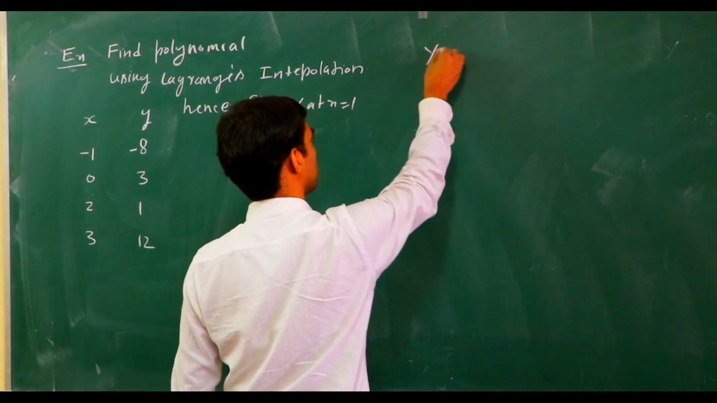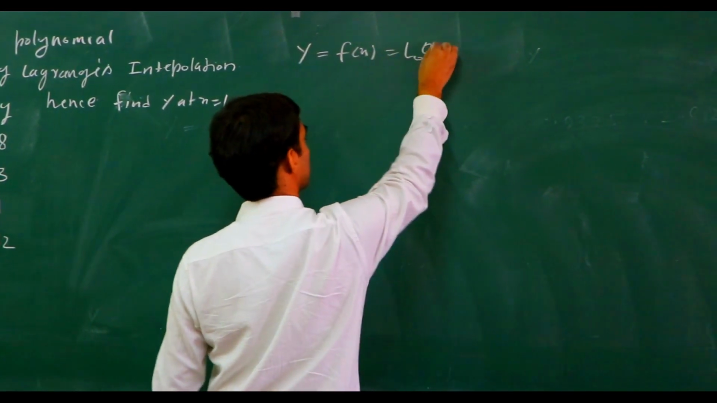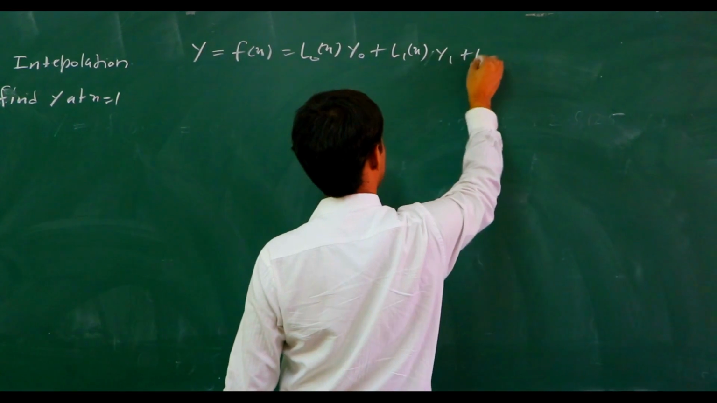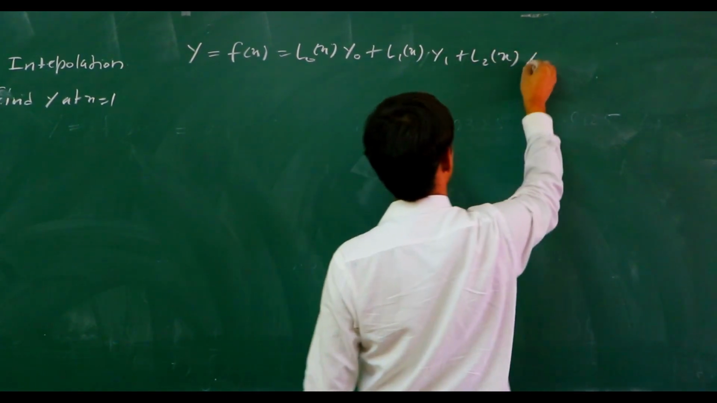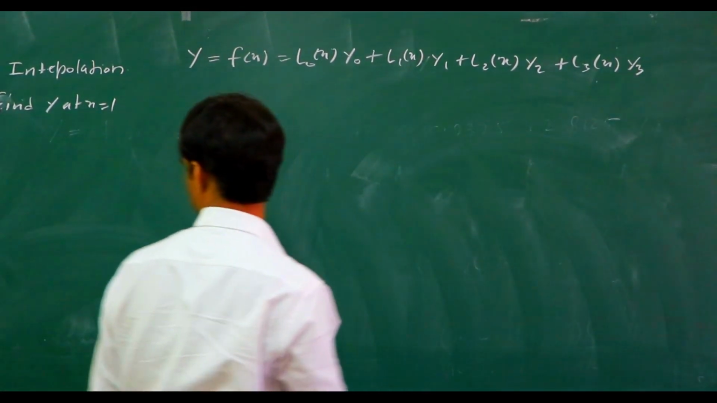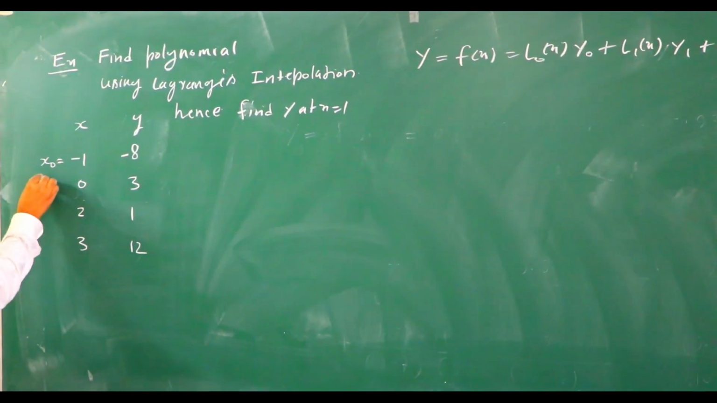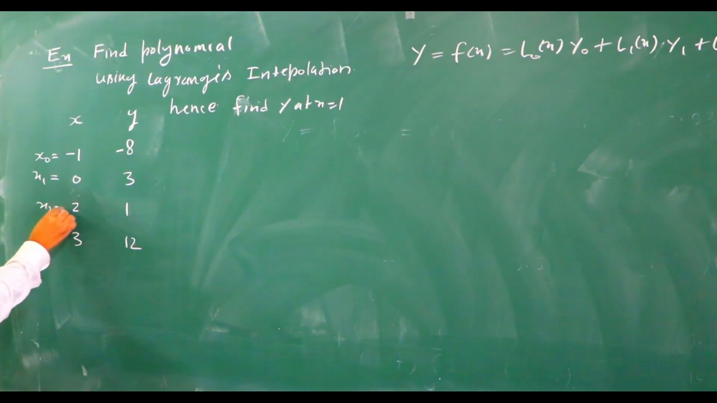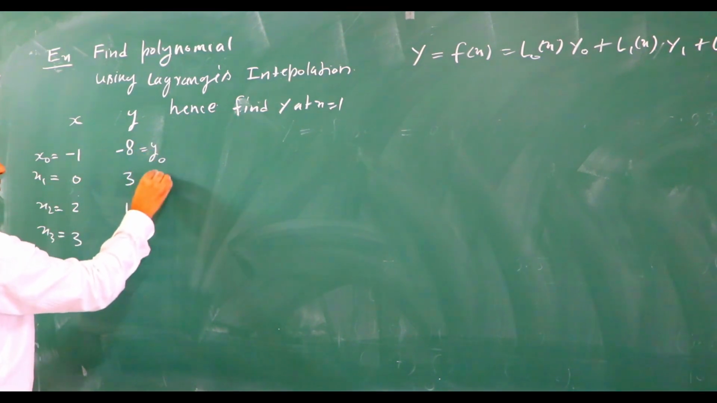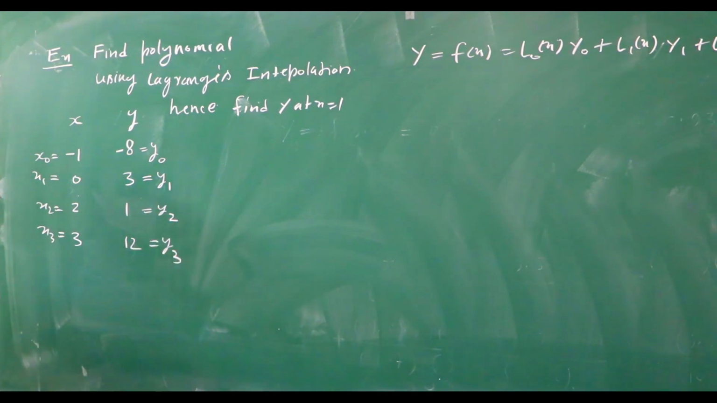What is the Lagrange interpolation formula? Again, y equal f(x) equals L0(x) y0 plus L1(x) y1 plus L2(x) y2 plus L3(x) y3. And here we denote the values: x0 is -1, x1 is 0, x2 is 2, x3 is 3, and y0 is -8, y1 is 3, y2 is 1, and y3 is 12.